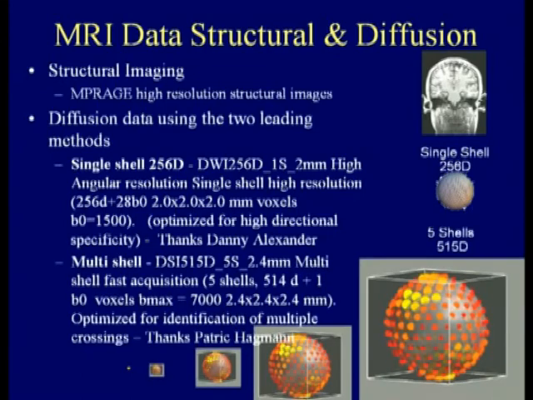The second major class is the multi-shell methods. In these methods, one collects not one shell, but shells at different levels of diffusion extent, which this method, some groups feel, is better at resolving particularly triple crossings within that set. And we want to thank Patrick Hageman for advising us on how to optimize that pulse sequence.